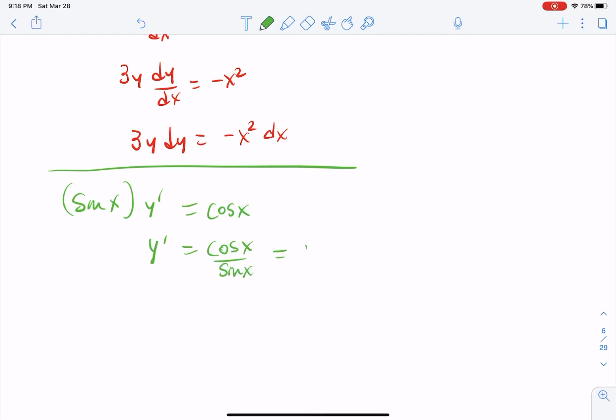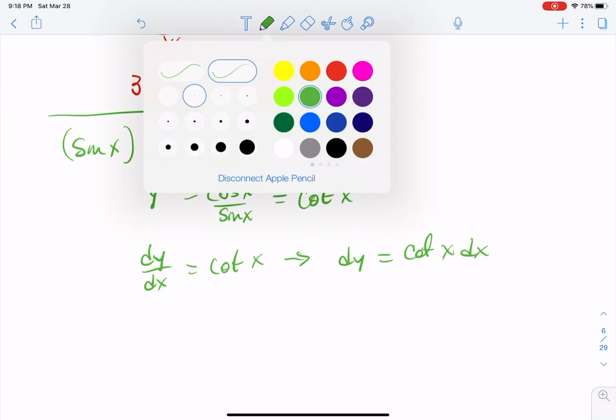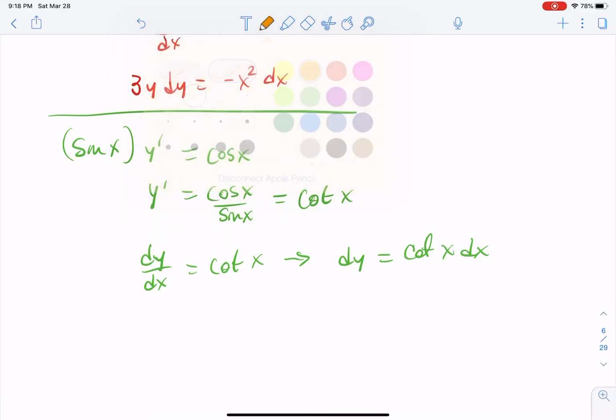Maybe I go ahead and write that as the cotangent of x, and then rewrite our y prime as dy/dx equals cotangent x, and then the last step is to get rid of that dx, bring it over to the other side, so dy is equal to the cotangent of x dx. Definitely separable.